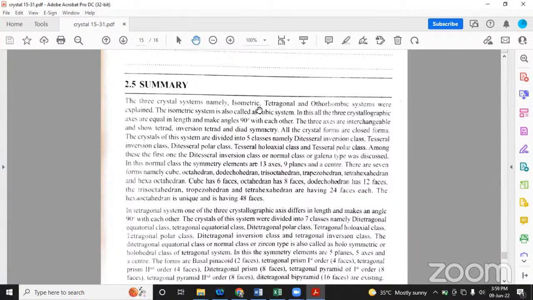The isometric system's characteristic is 4 axes of 3-fold symmetry. Whereas the tetragonal has a unique 4-fold axis or 4-fold axis of inversion. The orthorhombic system has 3 classes. There are 3 axes of 2-fold symmetry.